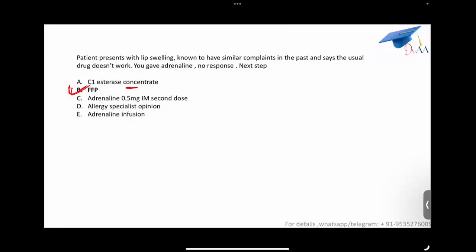Already given before. Concentrate inhibitor. It is the inhibitor which is the deficiency, not the C1 esterase itself. It's the inhibitor. Okay, so the right answer here is B. FFP.